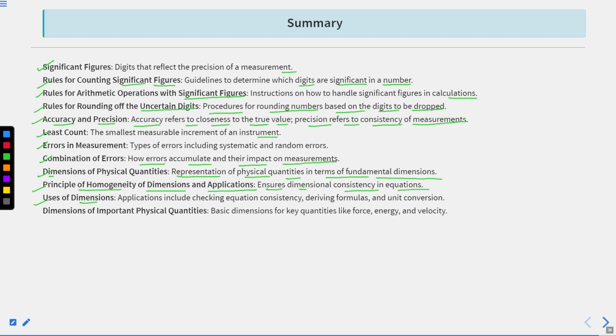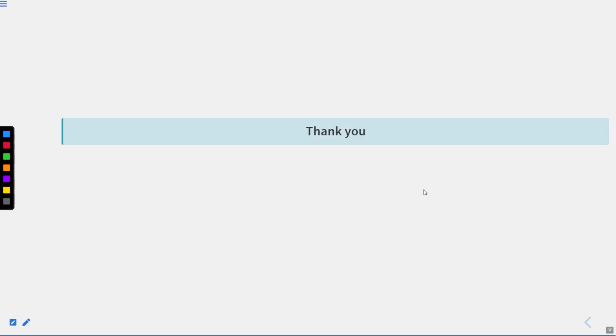And uses of dimensions, applications include checking equation consistency, deriving formulas and unit conversion. And then dimensions of important physical quantities, basic dimensions for key quantities like force, energy and velocity. So these are the topics we learned in today's lecture. Clear? Thank you.